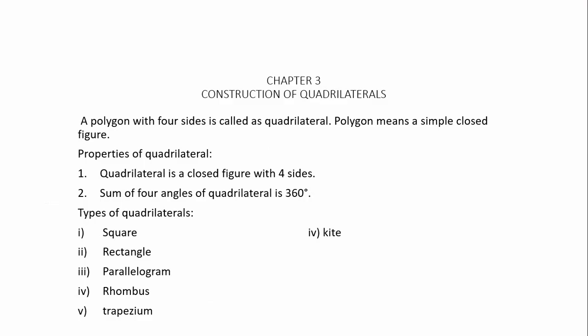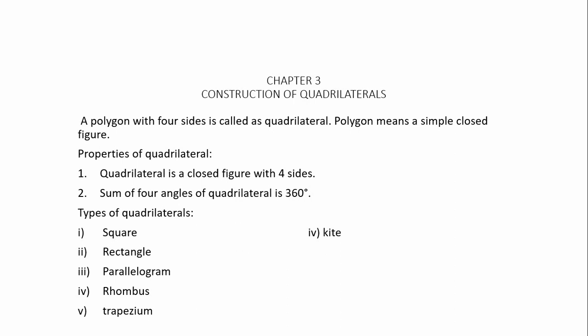Good morning, children. We will discuss another topic, which is chapter 3, the construction of quadrilaterals. What is meant by a quadrilateral basically? A polygon with 4 sides is called a quadrilateral. A polygon with 3 sides is called a triangle, which you have already learnt in your earlier class. Now, a polygon with 4 sides is called a quadrilateral.